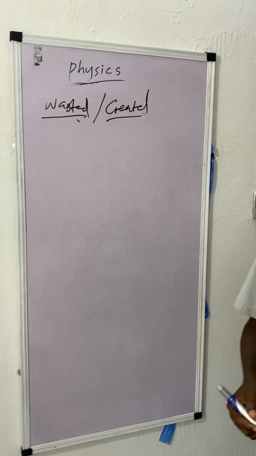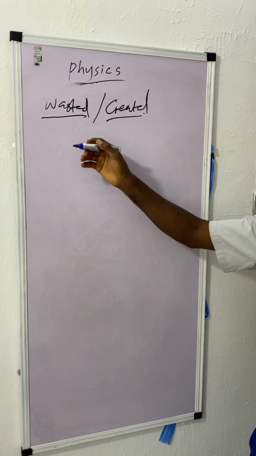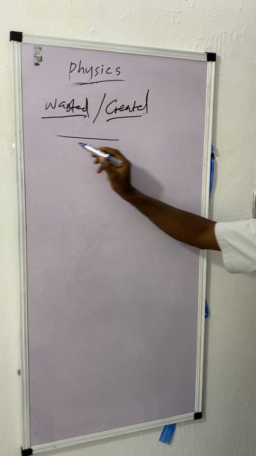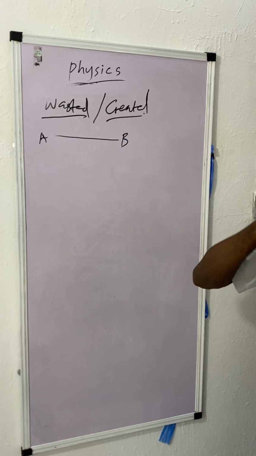So if we are asked to calculate the conservation of linear momentum between two carts, let's say cart A or body A and body B, two bodies.